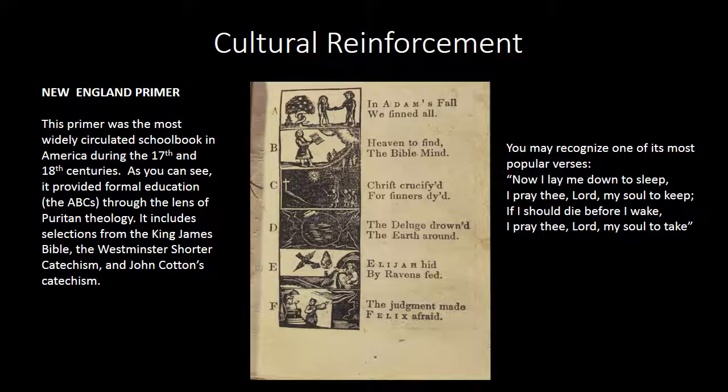This is still a very popular prayer that children read before they go to bed.